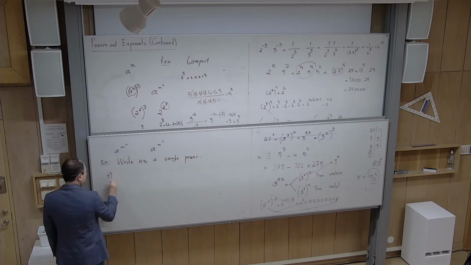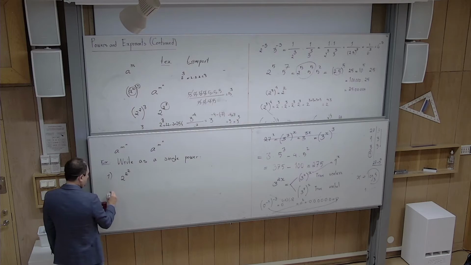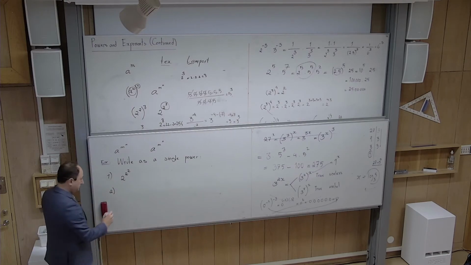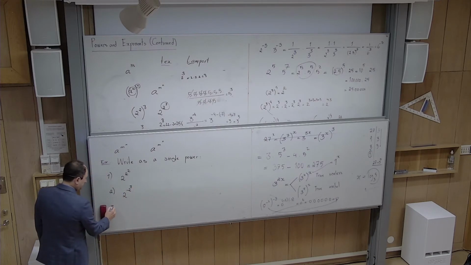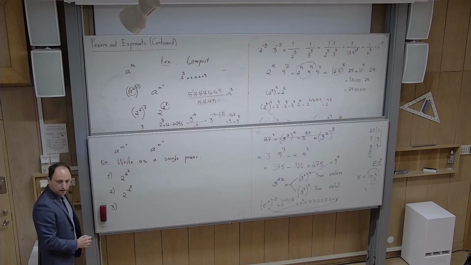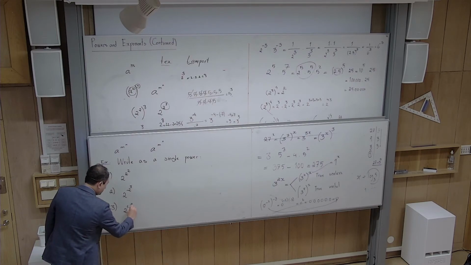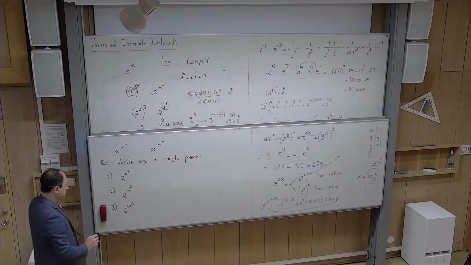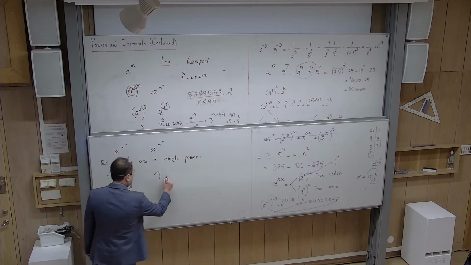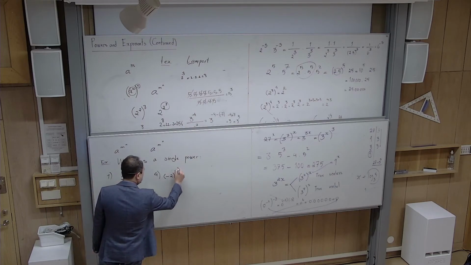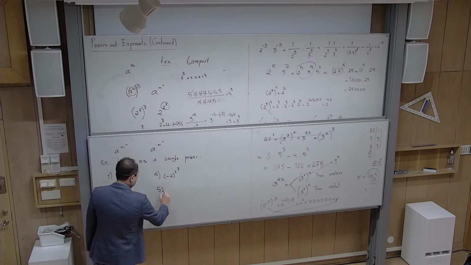So number 1, 2 to the 2 to the 2. Number 2, 2 to the minus 2 and then to the 3. And then I have 2 to the negative 2 to the 2. Number 4, minus 2 to the 2 to the 3. 5, minus 2.